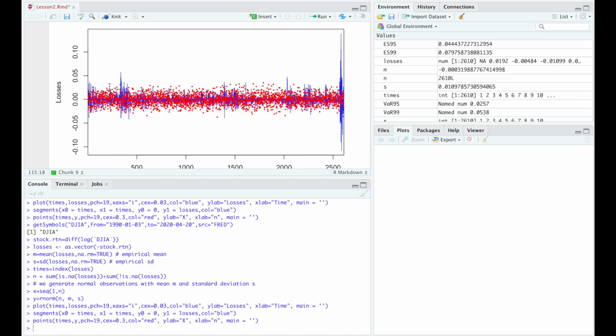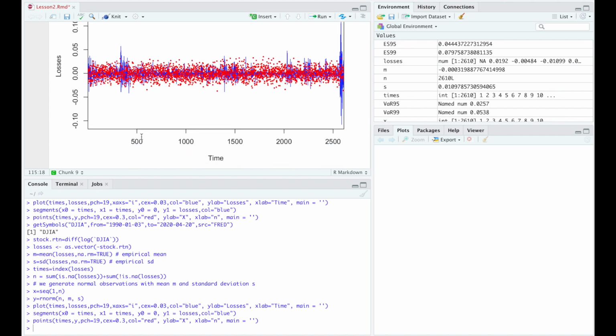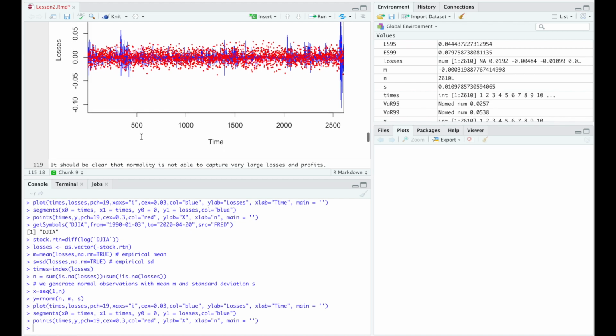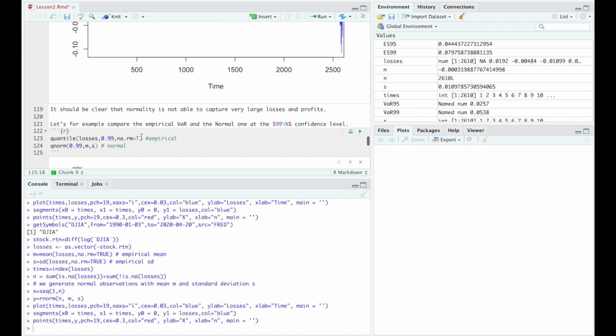So you see that the red dots are always around here, and sometimes you observe some deviations that are a little bit far away from the rest, also under normality, but always nothing with respect to the actual deviations that you see in real data. So no single red dot reaches this value, or even these values here. Okay? So normality, we can already tell, underestimates risk in real data.